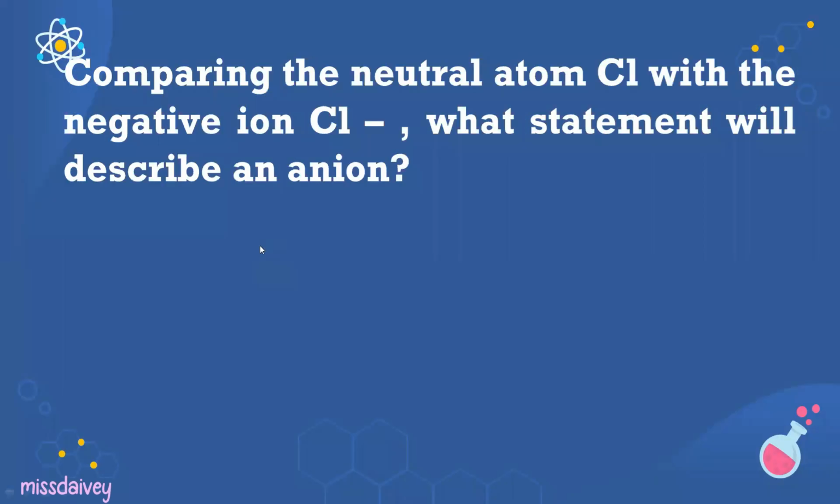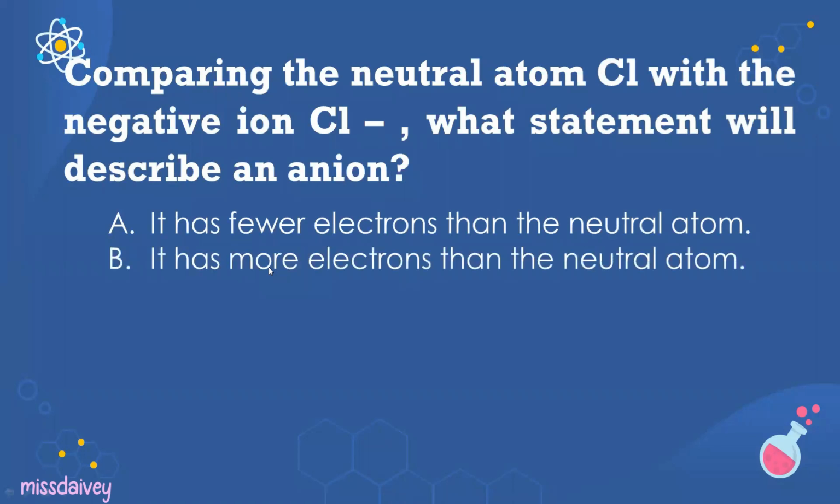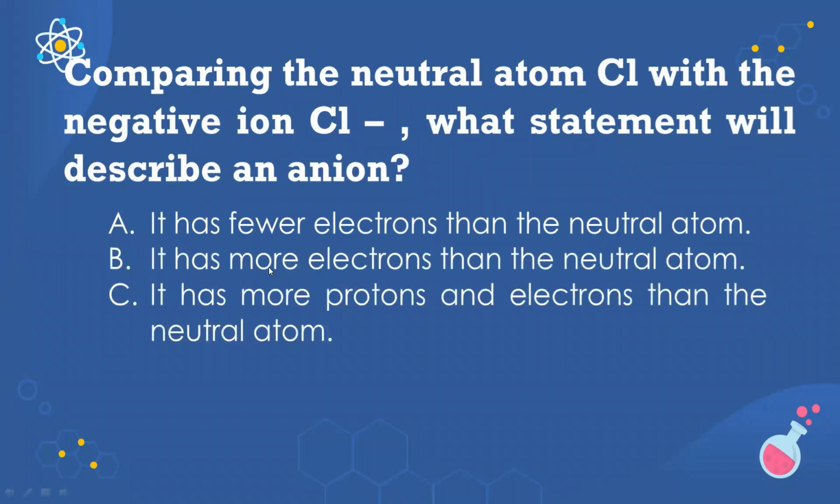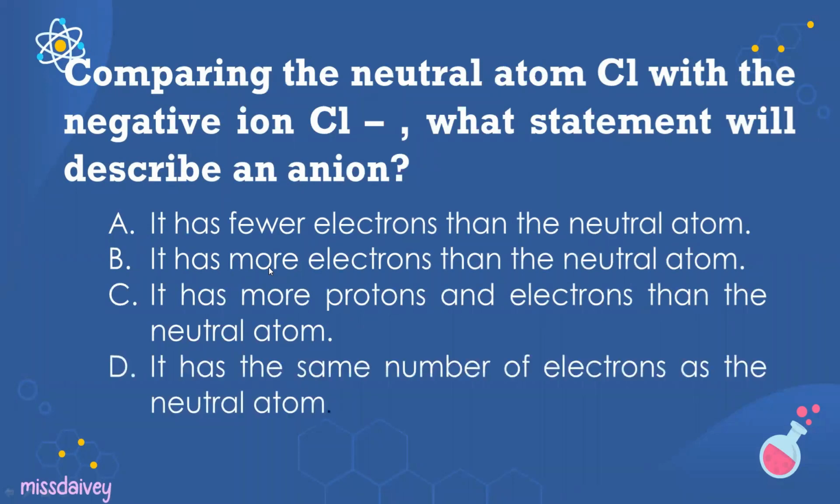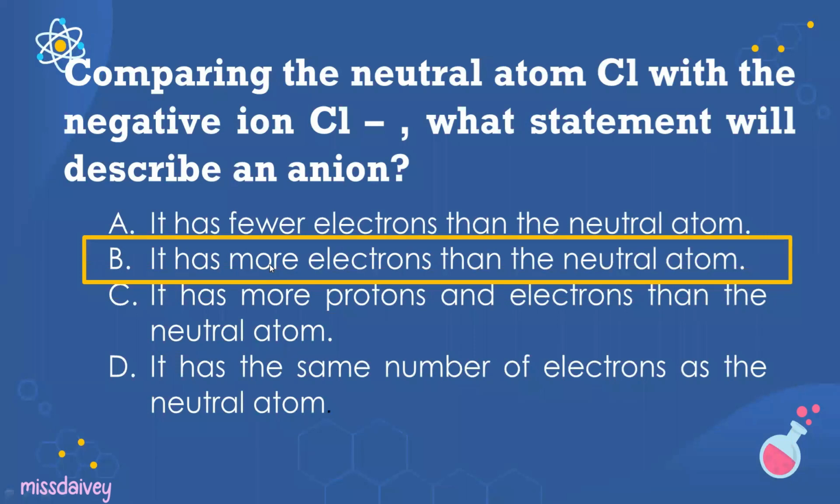Comparing the neutral atom Cl with the negative ion, Cl negative, what statement would describe an anion? A. It has fewer electrons than the neutral atom. B. It has more electrons than the neutral atom. C. It has more protons and electrons than the neutral atom. Or D. It has the same number of electrons as the neutral atom. The correct answer is D, it has more electrons than the neutral atom.